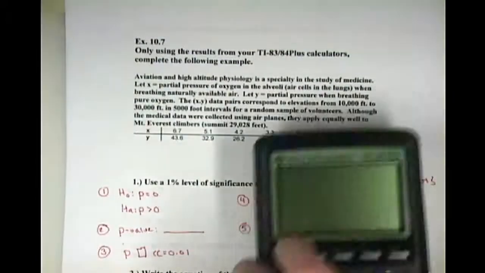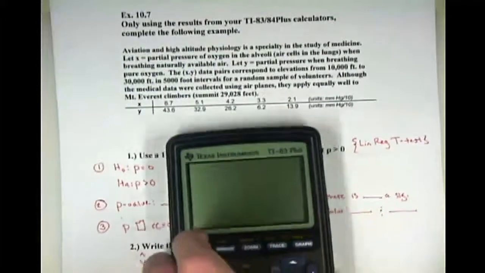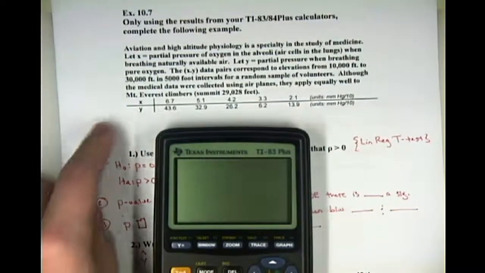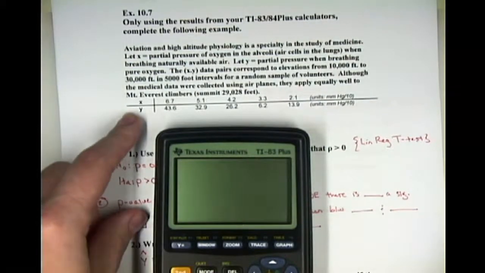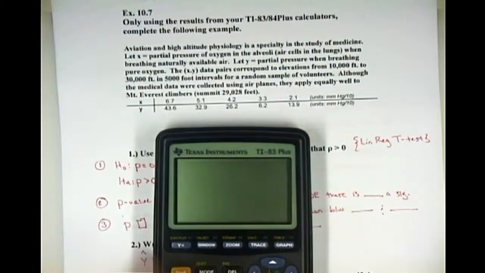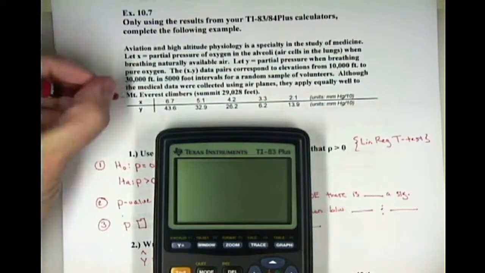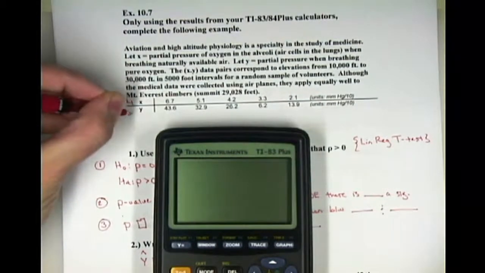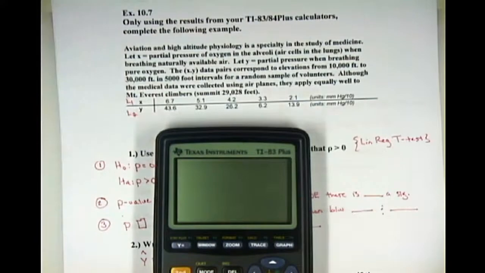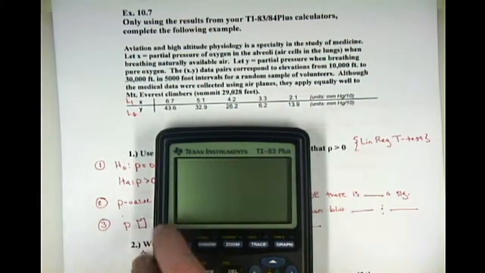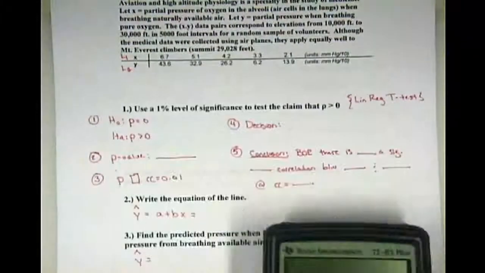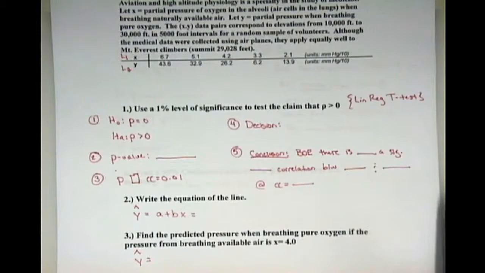Okay. So the first thing that you've got to do in calculator work is, of course, enter your data into your calculator. Enter the x's into list 1 and enter the y's into list 2, or list 2, list 3. Enter them into separate lists. That's the main thing, and I've already done that in both my calculators. So take a moment, if you're going to work along with me, to do that.